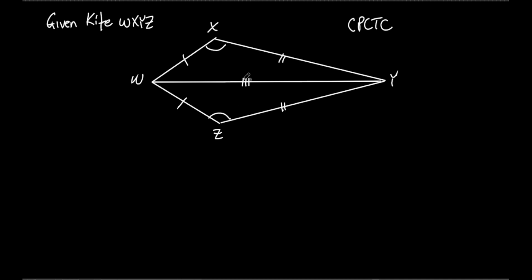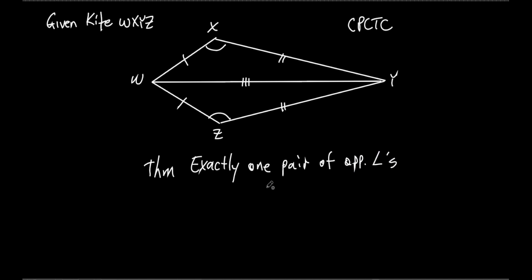So what does our theorem say? We just proved this theorem. The theorem says that exactly one pair of opposite angles, I'll just shorten opposite and angles, in a kite are what? Congruent or equal. I don't care if you say equal. It says exactly one pair of opposite angles, which means what?